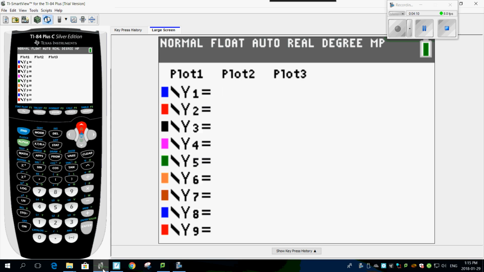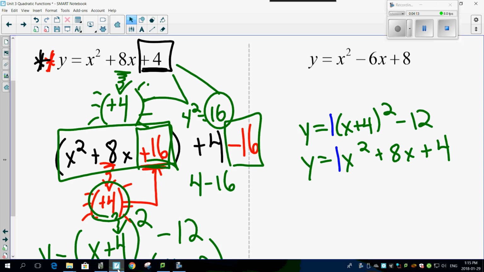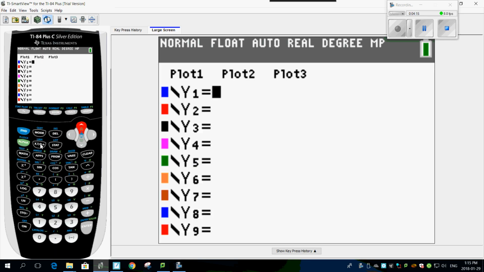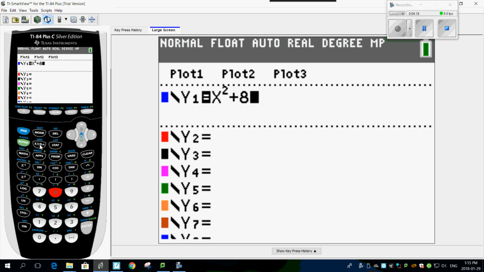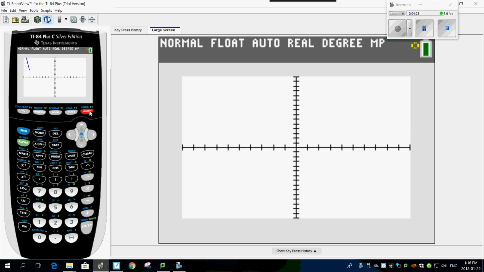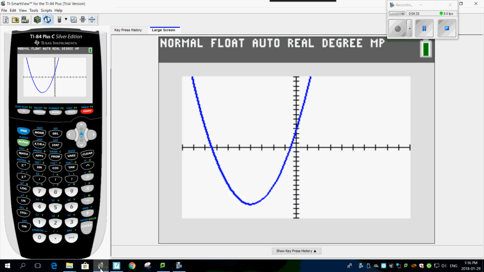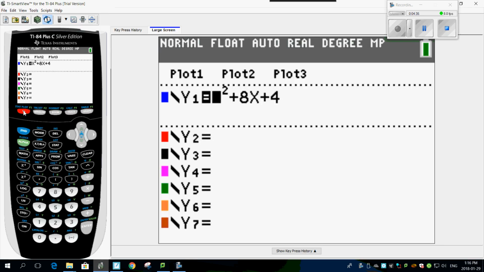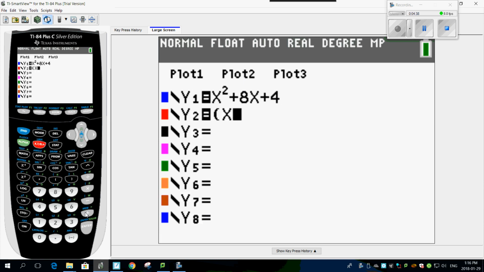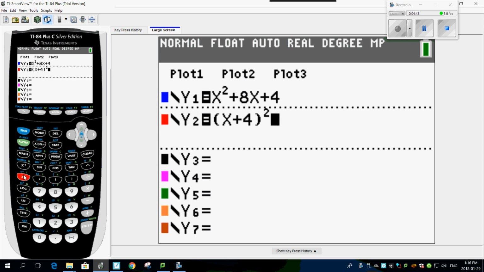Use the calculator. How are you going to do it? You're going to put both equations in. The original, which was x squared plus 8x plus 4, and graph it to give you this. And now you're going to put in the one that we found, which was (x plus 4) squared minus 12. Bracket x plus 4 bracket squared, minus 12. And let's see if they give you the exact same thing.